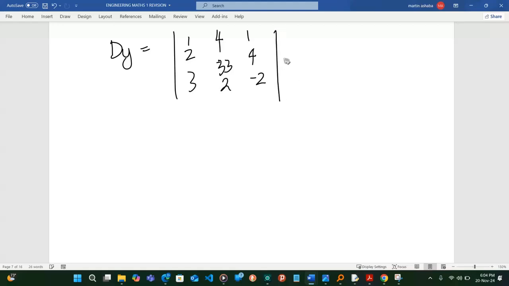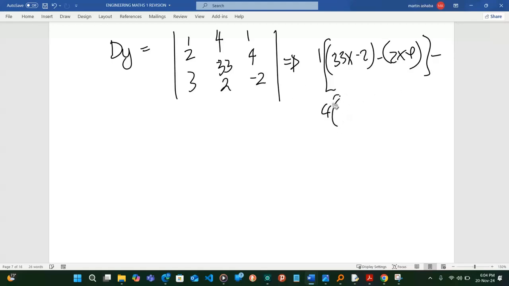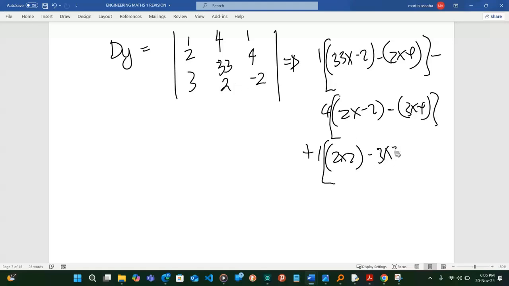So this is going to be also 1 into 33 times negative 2, take away 2 times 4. Then I subtract. This is going to be 4 into 2 times negative 2, then we subtract 3 times 4, which is 12. So I again add 1 into 2 times 2 minus 3 times 33.